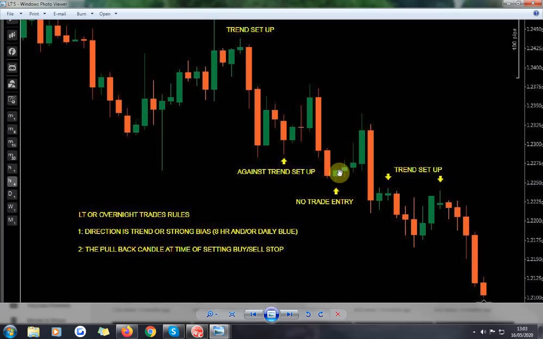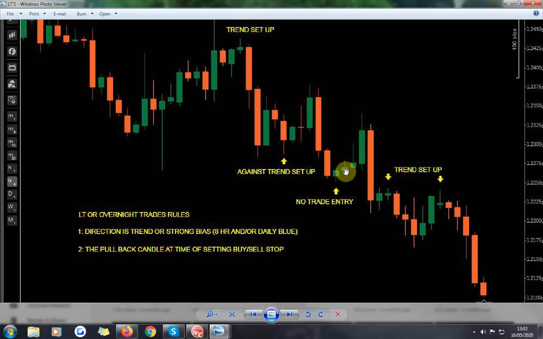Set your close of this candle here. You set your sell stop because you're looking for a down. 10 to 15 pips down here. Didn't trigger the trade. If it was on this candle, 10 to 15 pips down here, didn't trigger the trade.